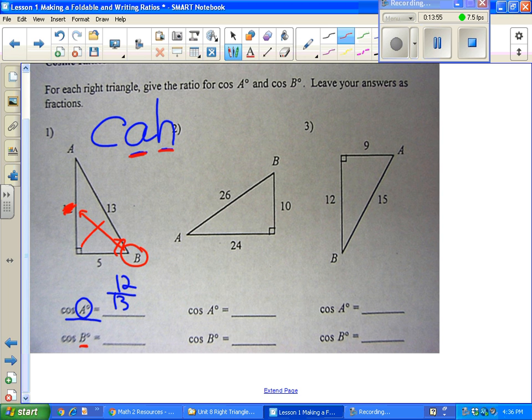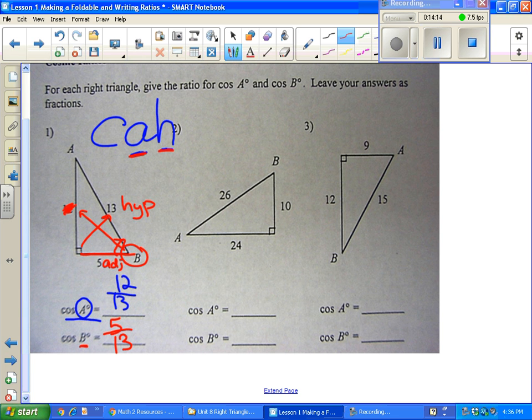All right, 13 would have to be the hypotenuse again because it's the longest side and it's across the 90-degree angle. That makes 5 the adjacent side. Notice that 5 actually touches or helps create angle B. So adjacent is 5, 13 is hypotenuse, 5/13. That's all I'm going to do on this.